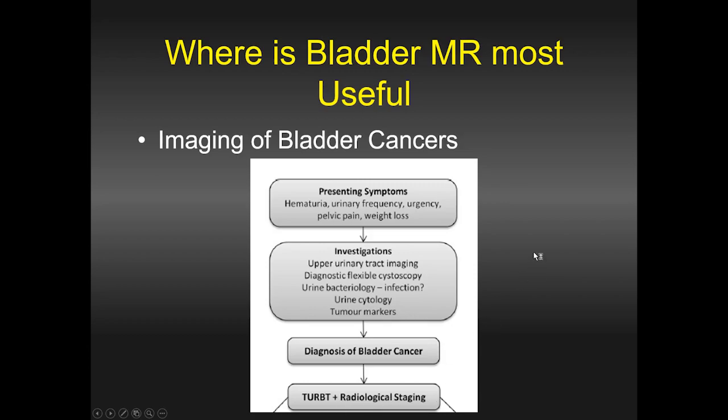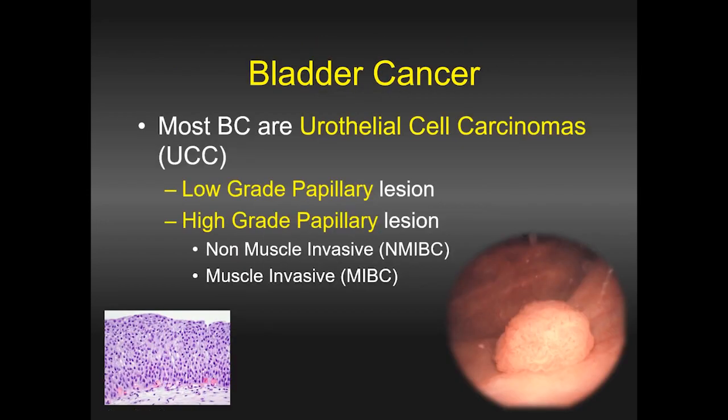So that's in a nutshell how bladder cancer patients are worked up. Most bladder cancers are urothelial cell carcinomas, and they can be divided into two. We have the low-grade papillary lesion or the high-grade papillary lesion. The high-grade papillary lesion can be divided into those that have no muscle invasion and those that have muscle invasion.